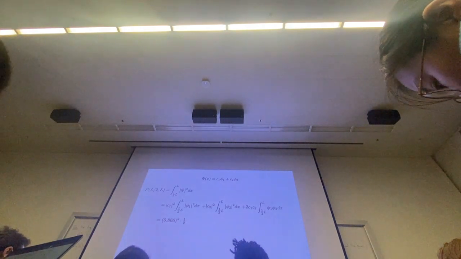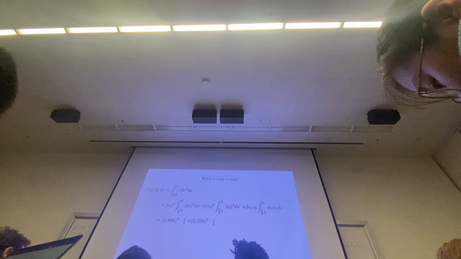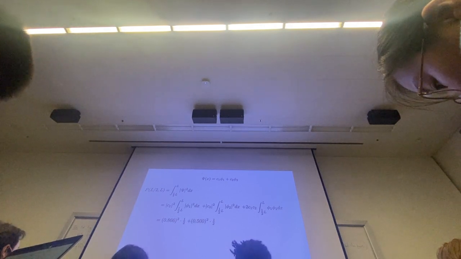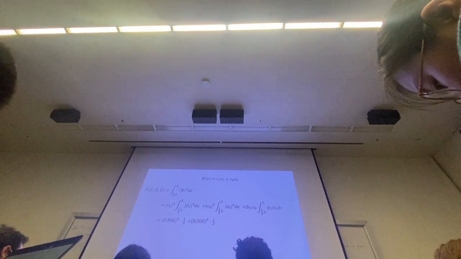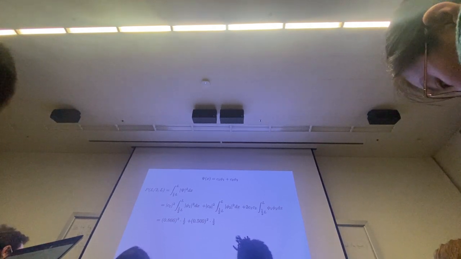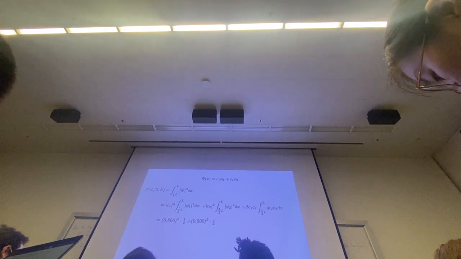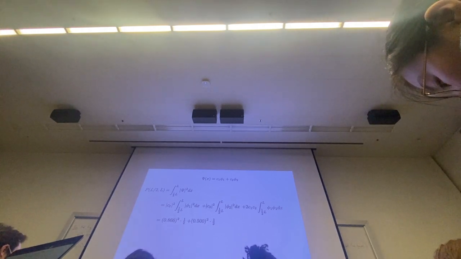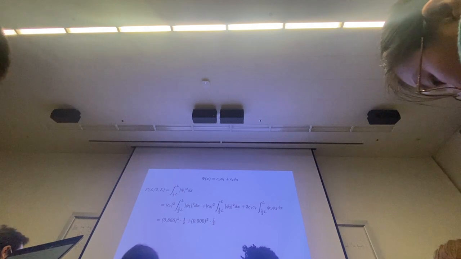C1 squared, I can also calculate. That's half. Sorry, that's 0.866 squared times half, which is the outcome of the first integral. The outcome of the second integral is also half. I'm going to multiply that by 0.5 squared, which is C2 squared.